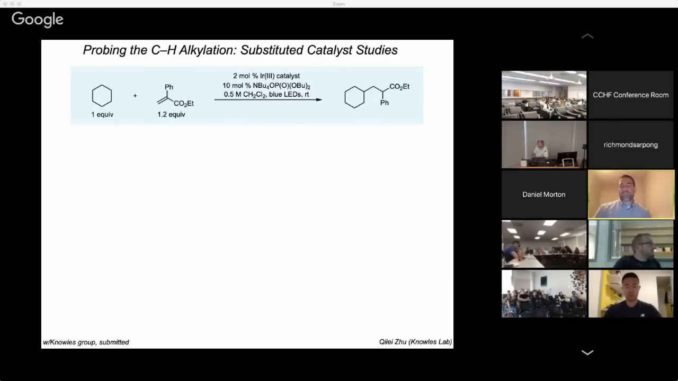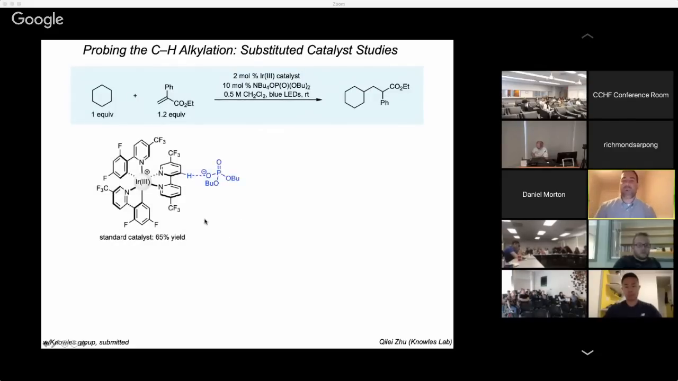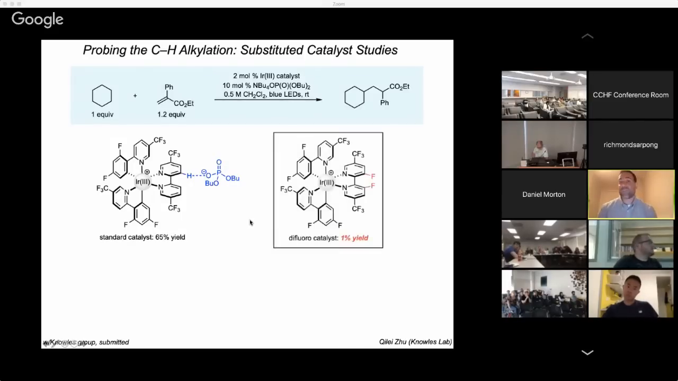Okay, so this is just another one of the standard reactions that we looked at. And we started to question, if that CH bond interaction is so important to this chemistry, what if we replace CH with CF? Very similar size, would completely disrupt this coordination. So if that's the case, we should make the fluorinated catalyst and the reaction should totally shut off. And that's what we see. A major difference between these two catalysts.